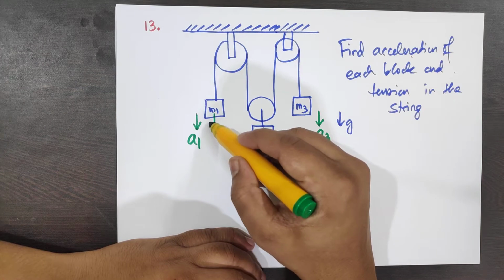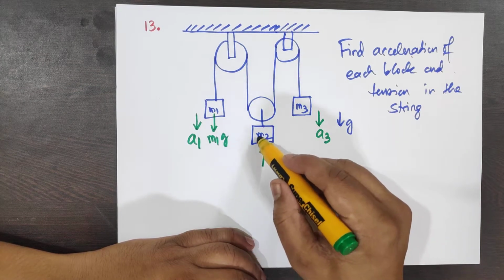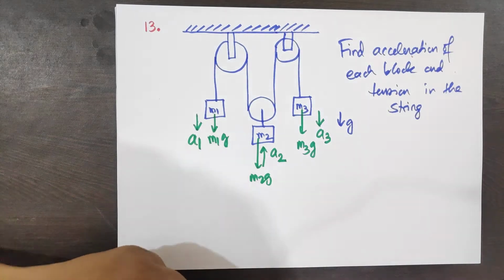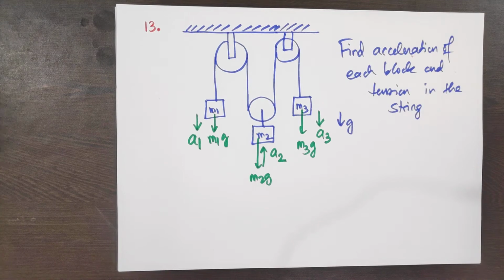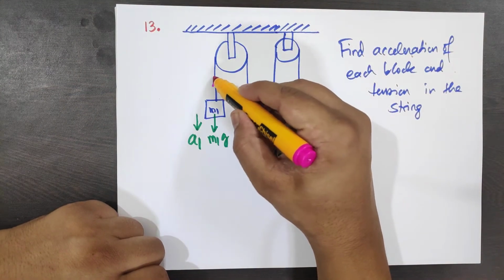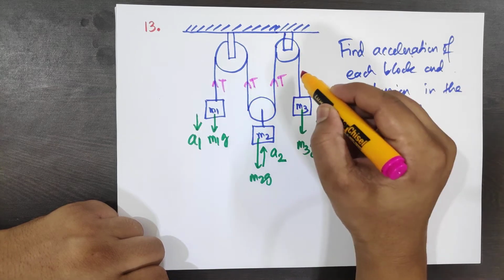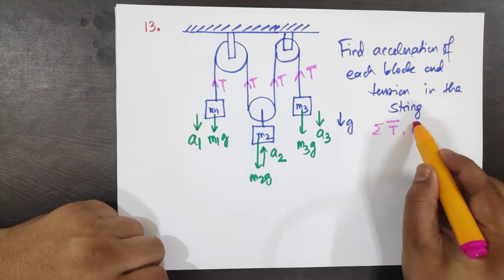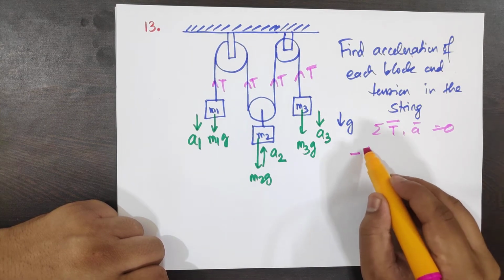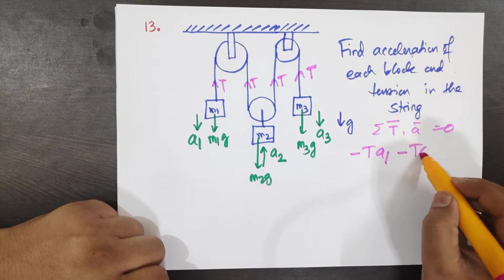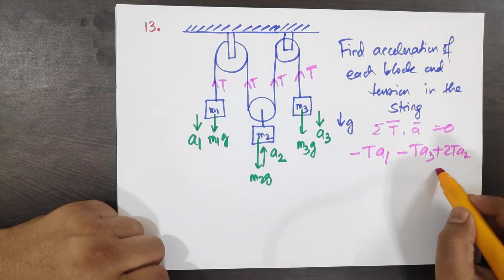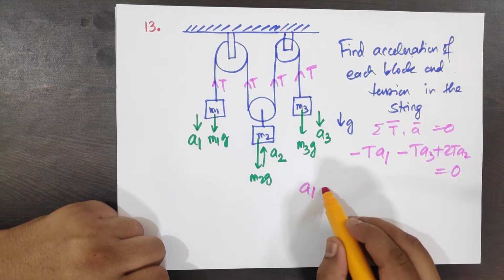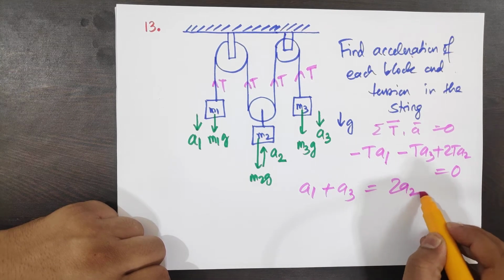Later on, I am not putting any values for m1, m2, m3. Just to show you the method, this is m1g, this is m2g, this is m3g, and the tension in the string is T. So summation of T dot a is equal to 0. That will give minus T a1 minus T a3 plus 2T a2 equal to 0. See, a2 and 2T are in the same direction. So therefore you get a1 plus a3 equal to twice a2.